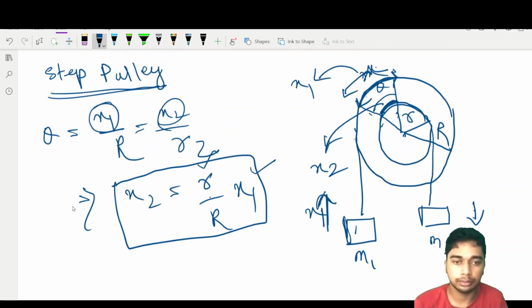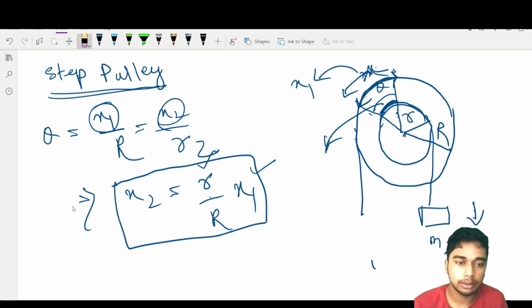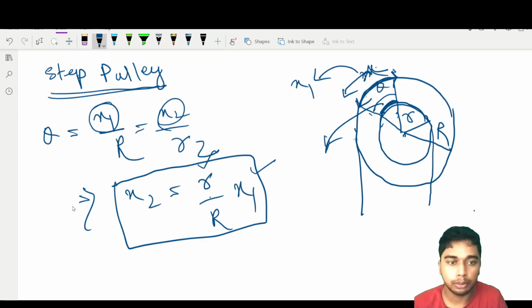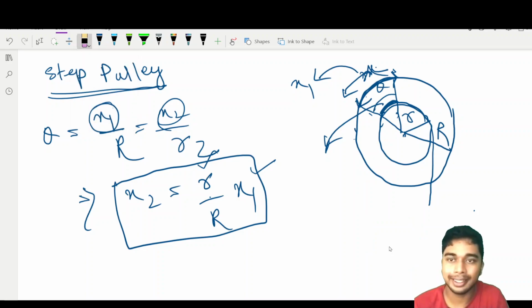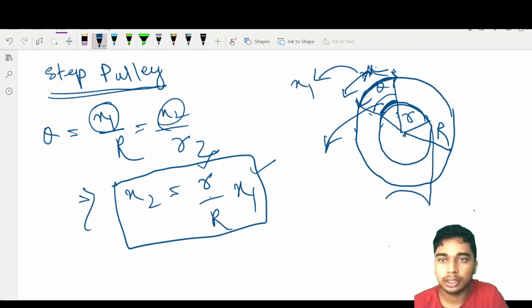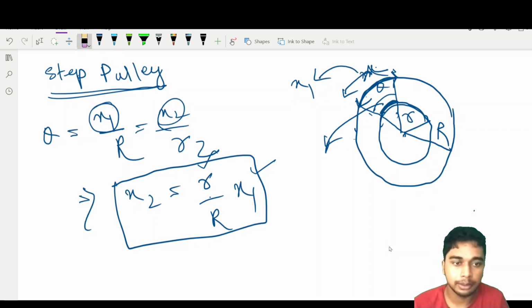So the net slack will be, for example, if I erase, I just complicate the situation by making some more pulleys. For example, I am considering here is another pulley. My drawing is very bad, please consider. It should not be drawn here.